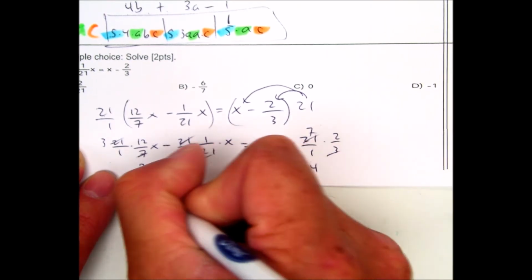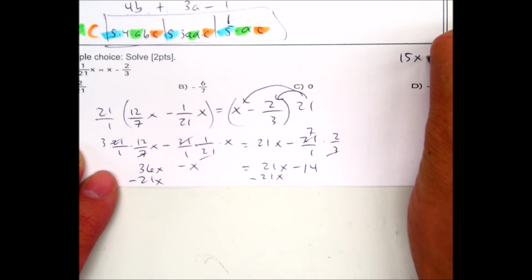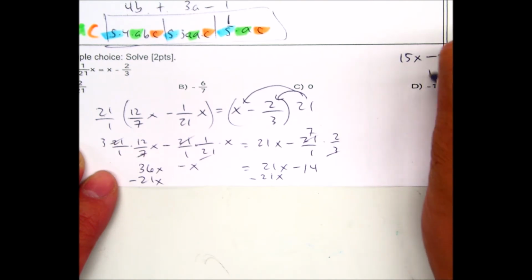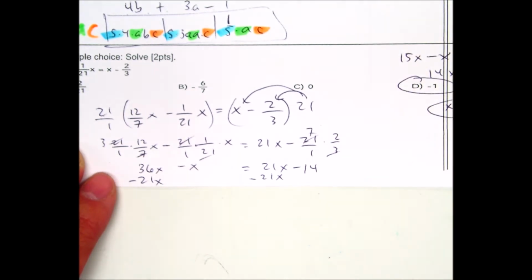Subtract 21x from both sides. I'm going to get 15x minus x equals negative 14, so this will become 14x equals negative 14, so therefore x is equal to negative 1. That's D.